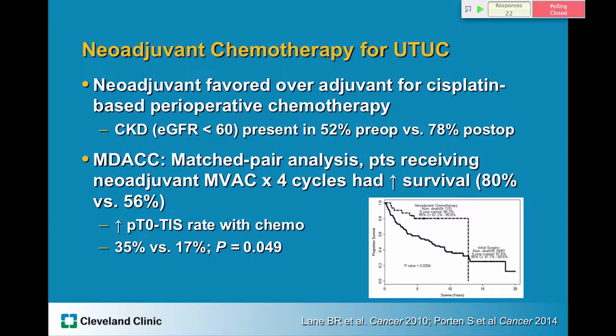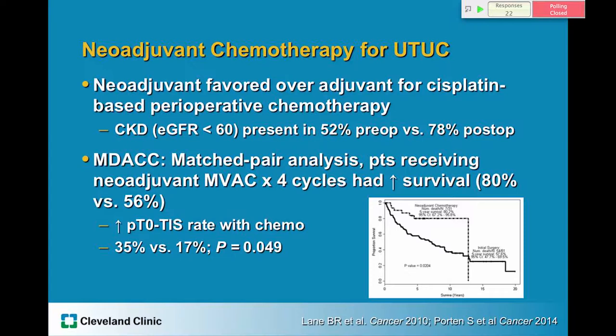What about the use of neoadjuvant chemotherapy for these patients? Well, one thing to keep in mind, and this study shows it, is that just over half the patients at baseline will have chronic kidney disease with GFRs less than 60, which would make them essentially ineligible to receive cisplatin-based chemotherapy, which is the most effective therapy for these patients. But that rate increases to 78% postoperatively.